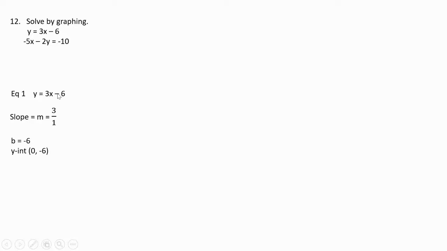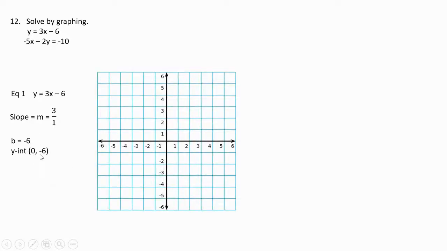From where? From the b. The b is the y-intercept, which is -6. So (0, -6) is your starting point, which will be right about here. Then I'm going to go up 3, 1, 2, 3, and 1 to the right. If you want, you can keep going 1, 2, 3, 1, and so forth. But how do we graph a line? It only takes 2 points to graph a line. So all we do is make the line out of the 2 points.